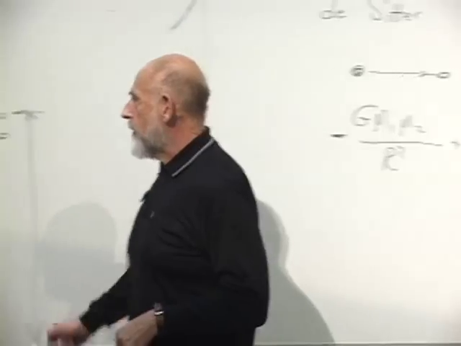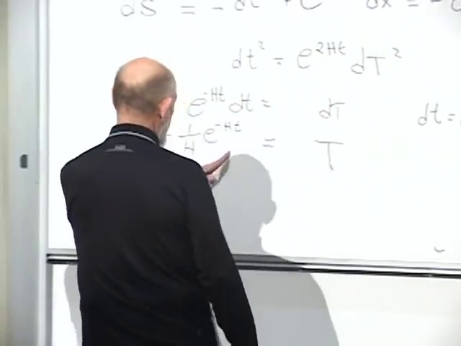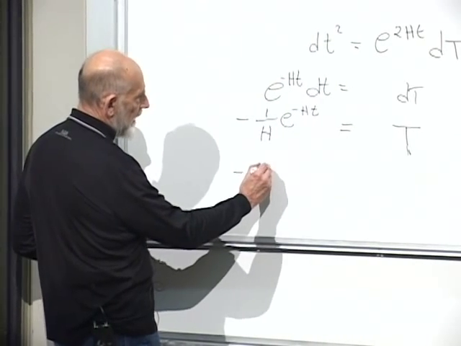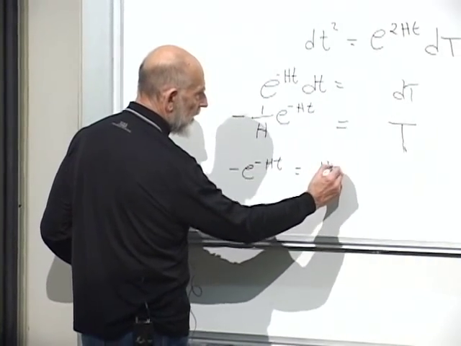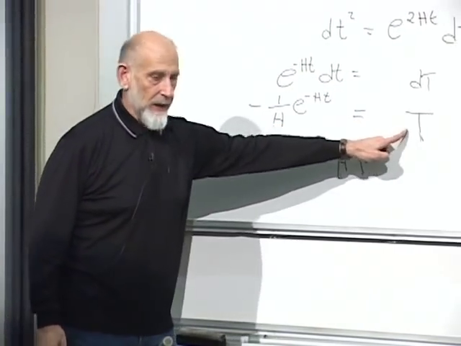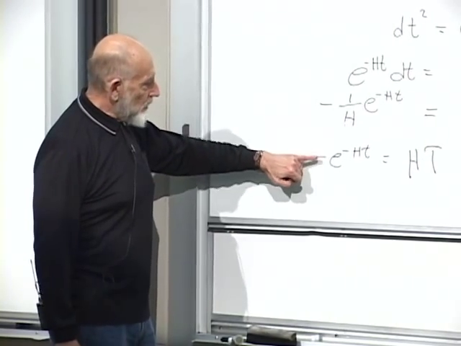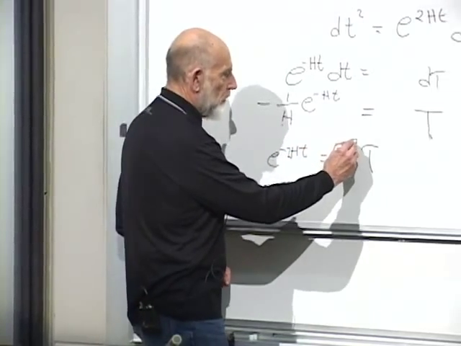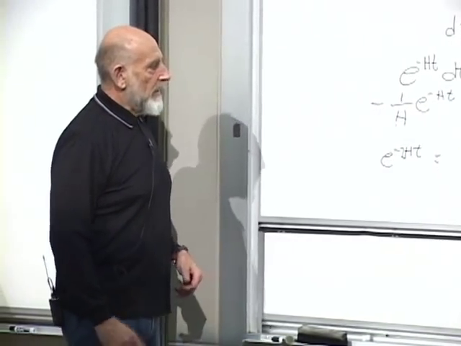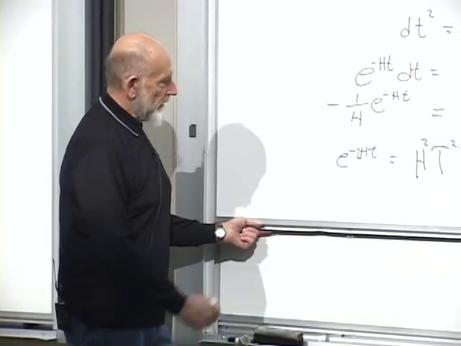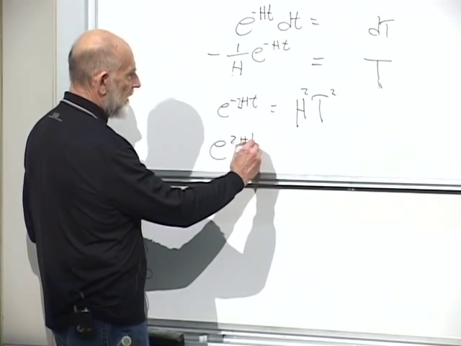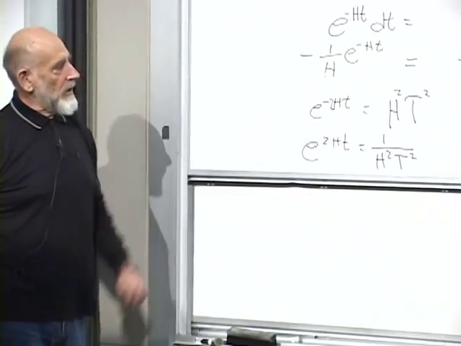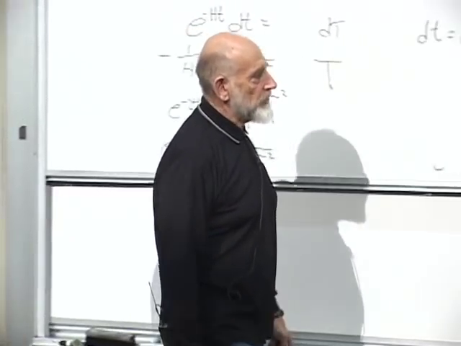How about this factor that's in front of it? What can we do with it? I want to re-express it in terms of capital T, so let's do that. Let's first multiply by h. E to the minus ht equals h times big T. All I did was multiply by h. And now let's square it. If I square it, the minus sign goes away, and I get e to the minus 2ht. And this side, I get h squared t squared. And finally, I take 1 over it, so that e to the 2ht is equal to 1 over h squared t squared. Go through it, check the arithmetic. You'll find it works that way.